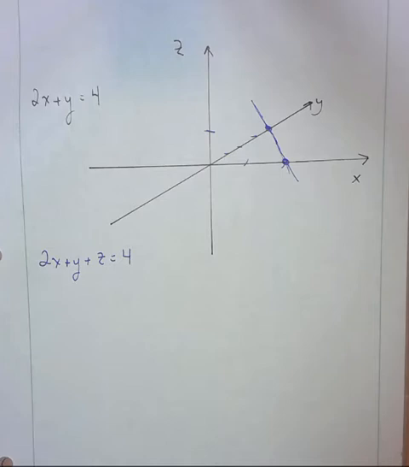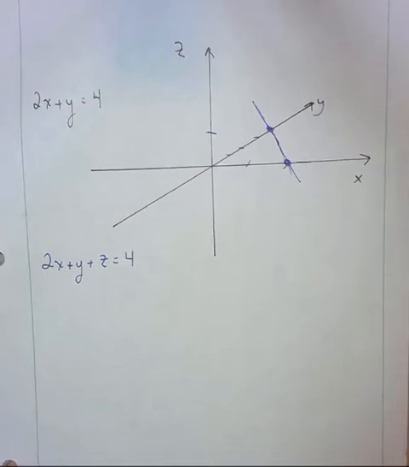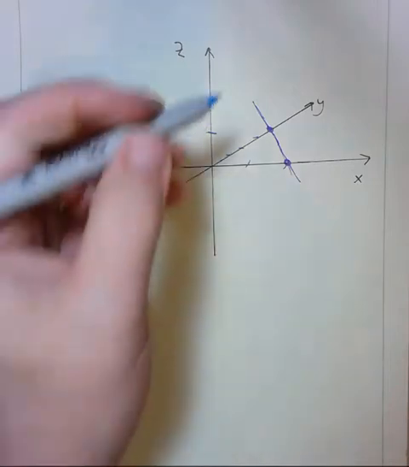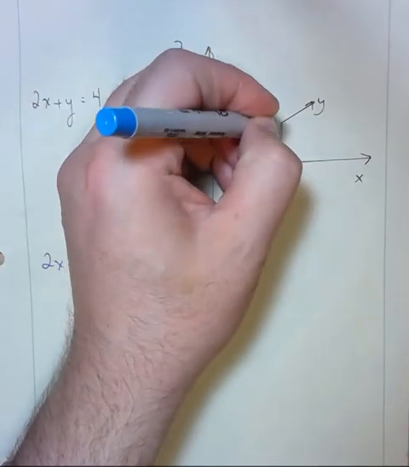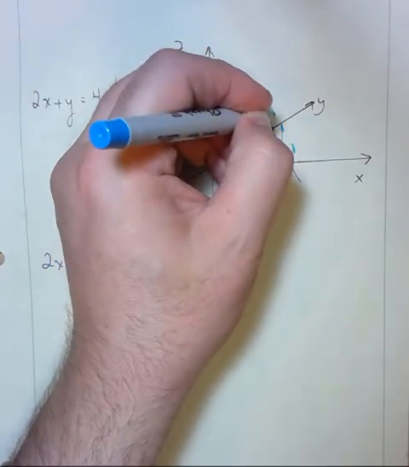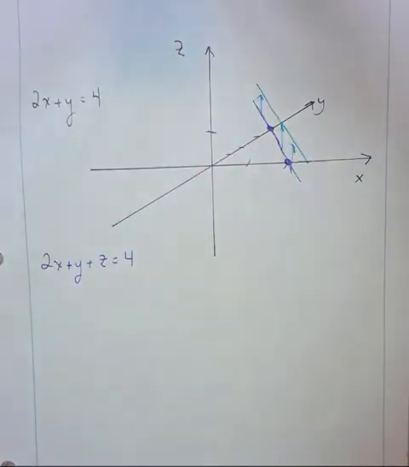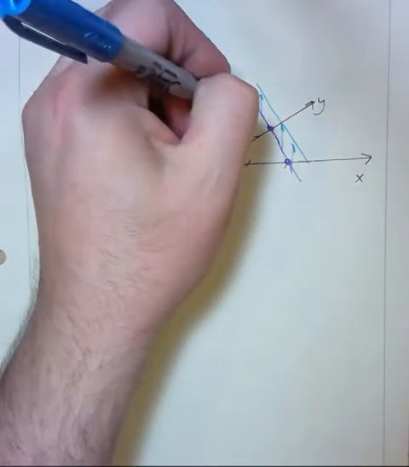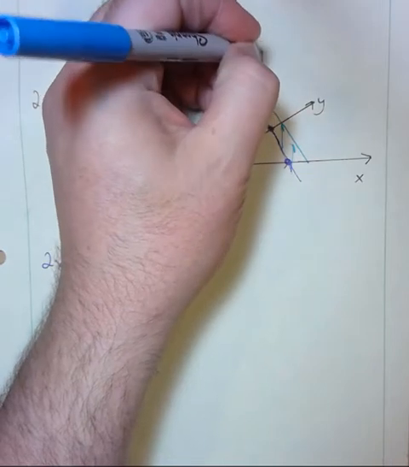Well, since z isn't in the equation, the fact that we're sitting on z equals 1 makes no difference to the points that we're collecting. We just need to go out and, for those points that have a z-coordinate of 1, find all the points that satisfy 2x plus y equals 4. And that's going to be the same line we just drew, except elevated up to z equals 1. Like so.